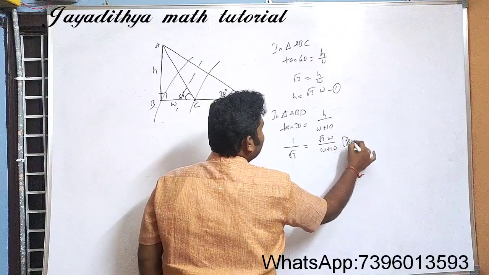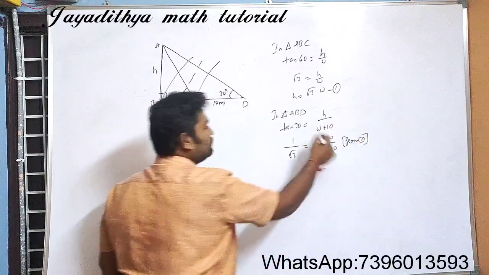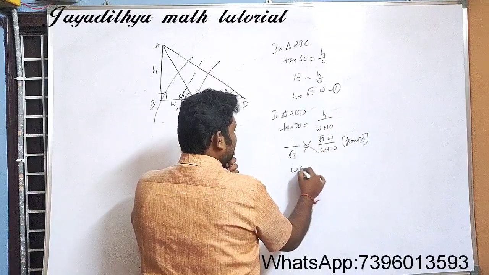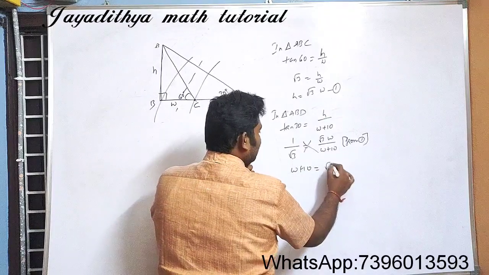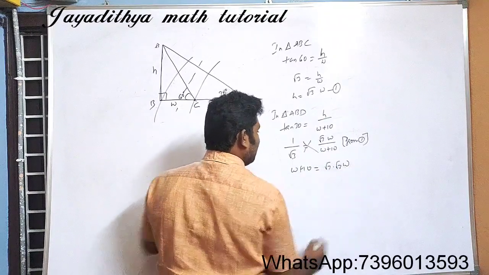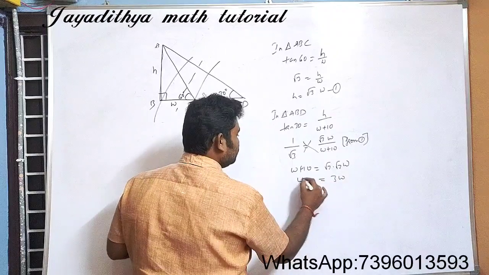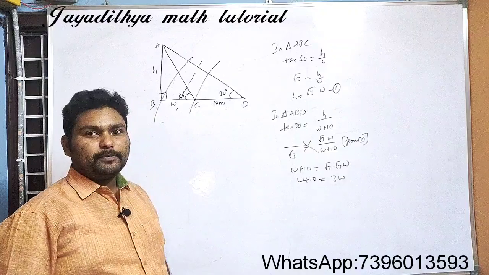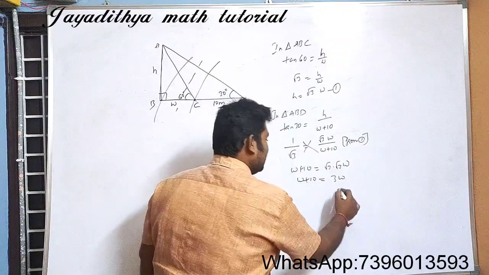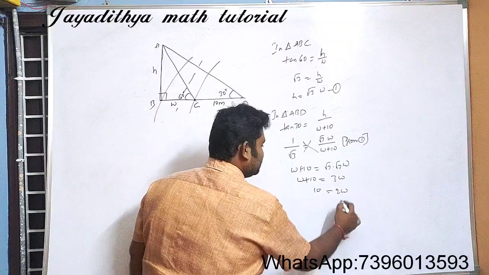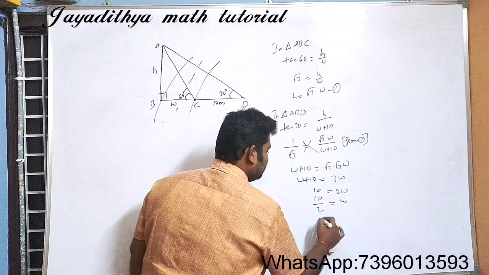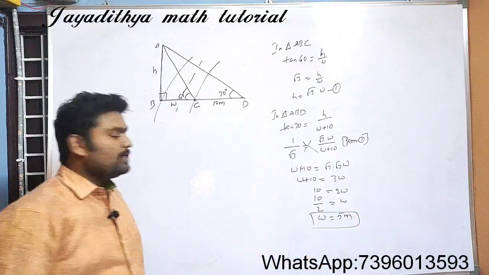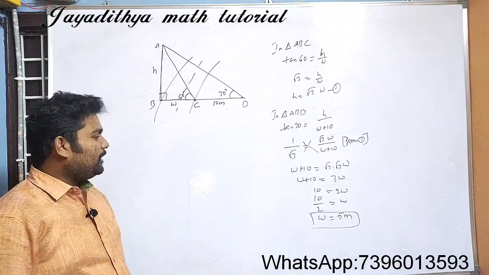H means simply root 3 W by W plus 10. From where did you get this? From equation 1, H is equal to root 3 W. Do cross multiplication. This is W plus 10 equals root 3 into root 3 W. This is 3W which is equal to W plus 10. Take W that side, that is 2W equals 10. So W becomes 10 by 2. So W is equal to 5 meters. So the width of the road is 5 meters.